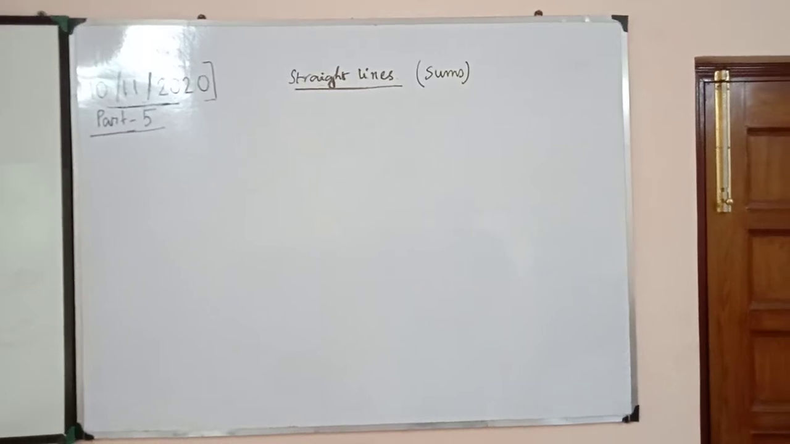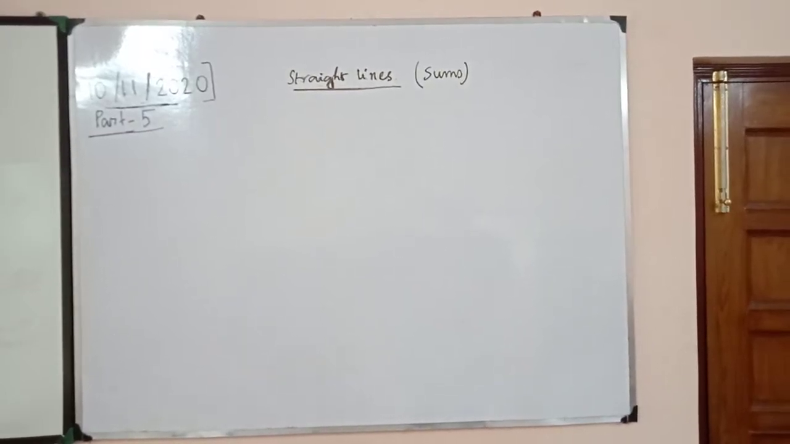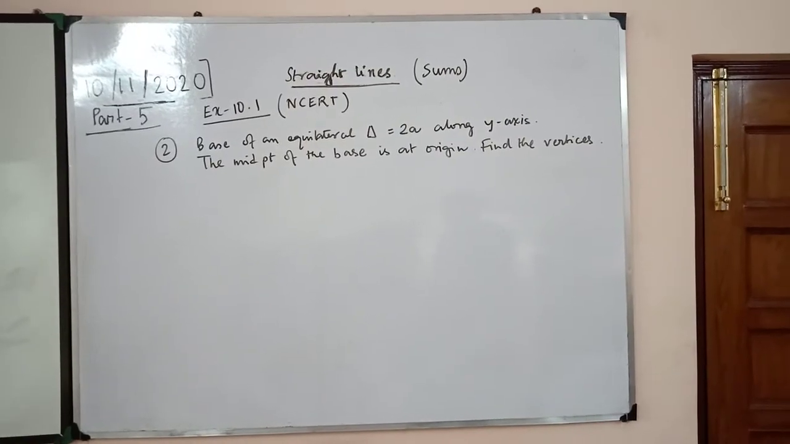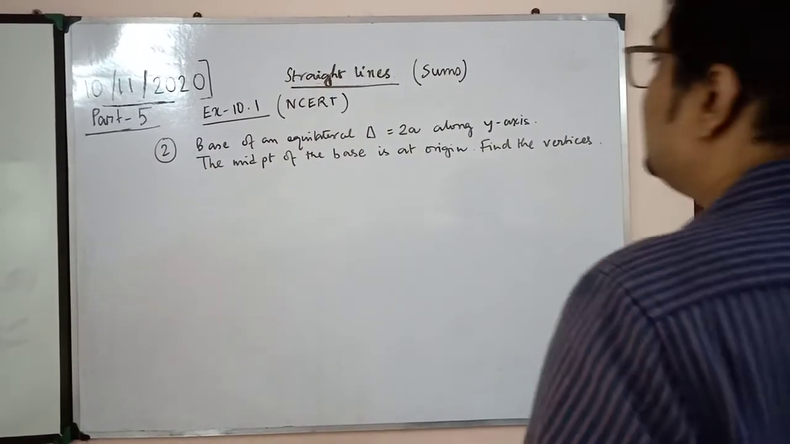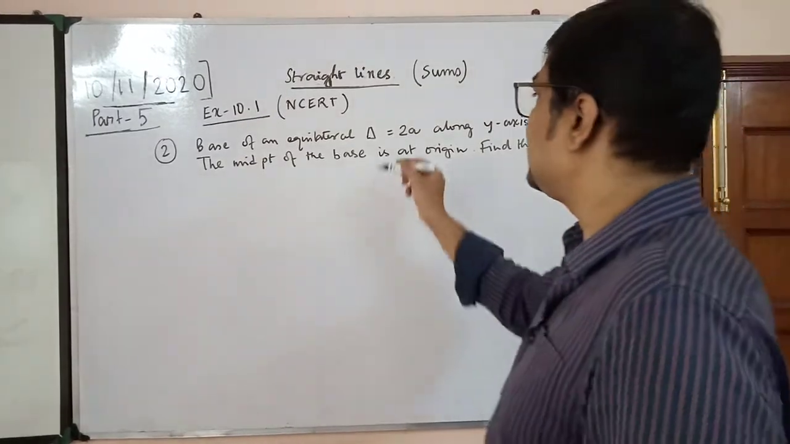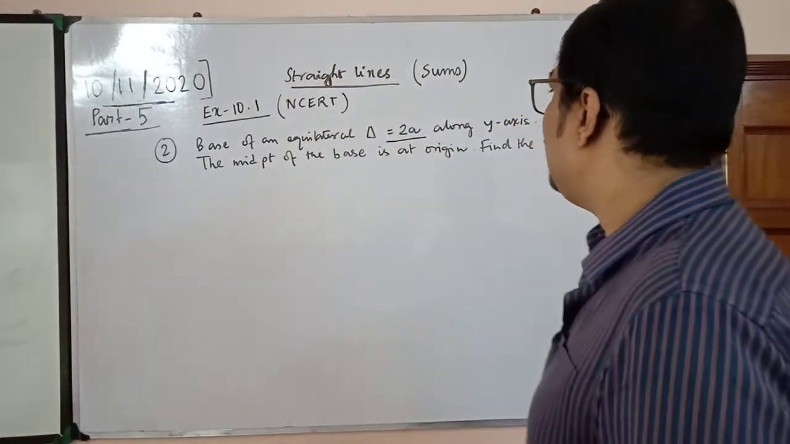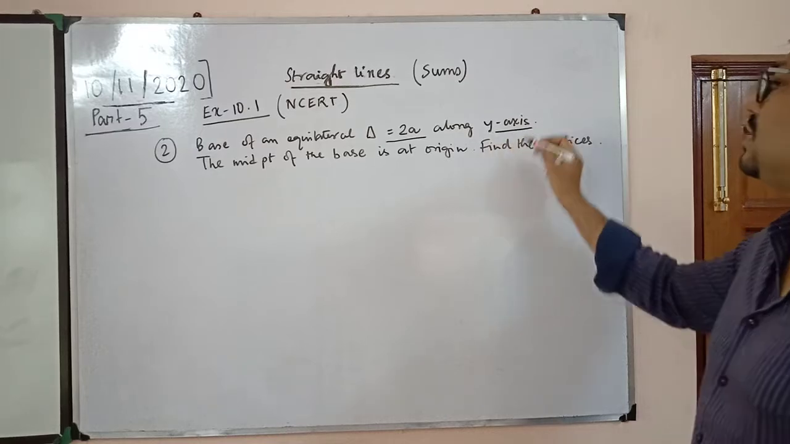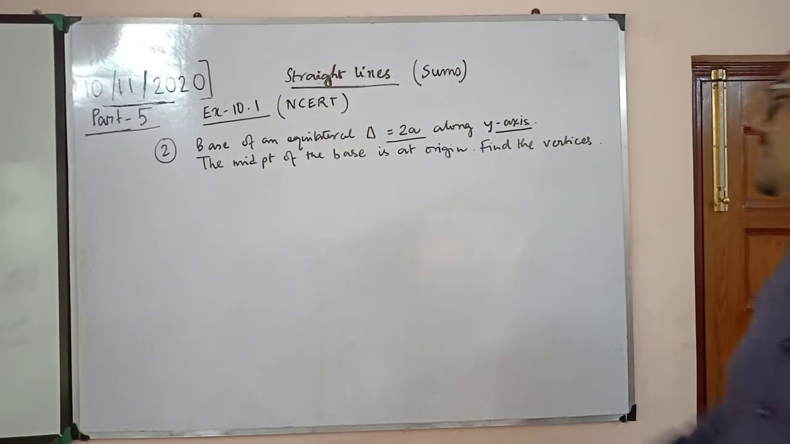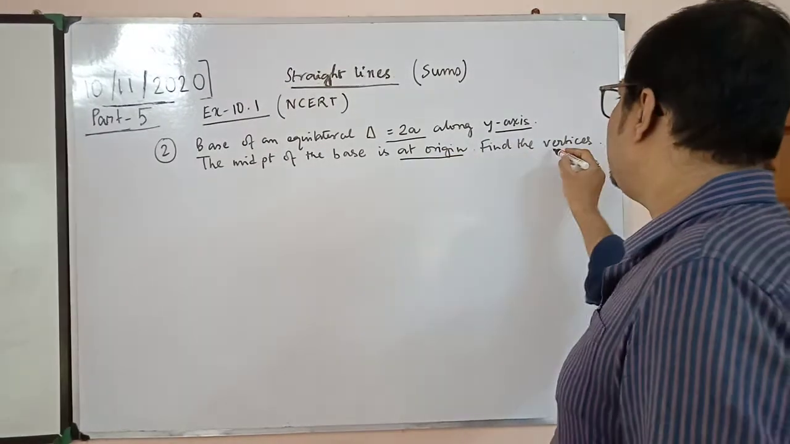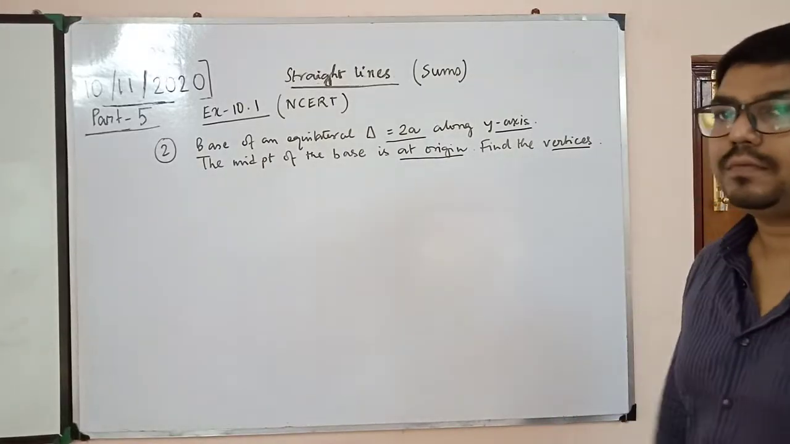In this part we will see the straight lines and its sums. So let us start the sums. So we get a sum. The base of an equilateral triangle is 2a along the y-axis, and the midpoint of the base is at the origin. Find the vertices.